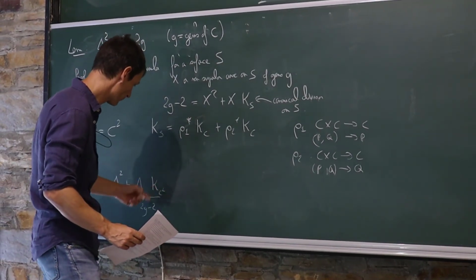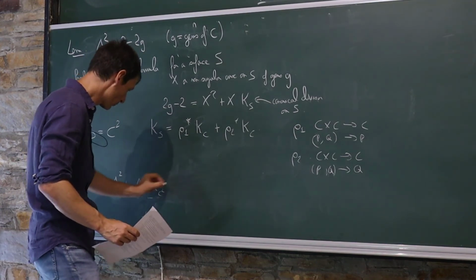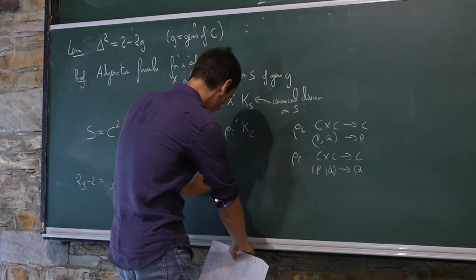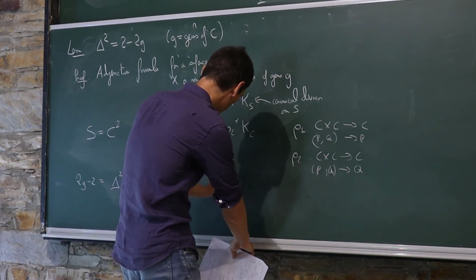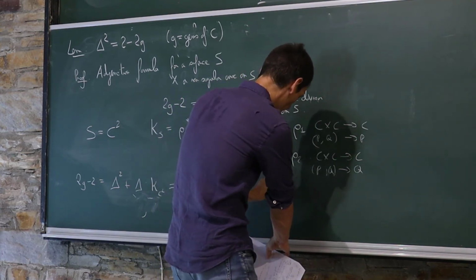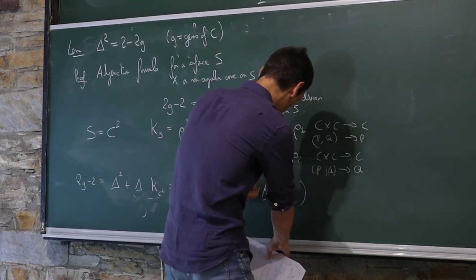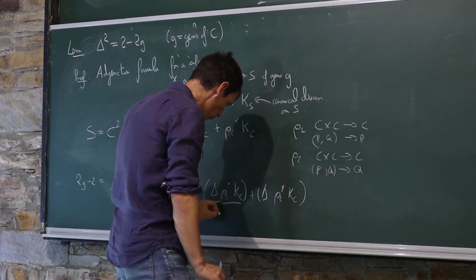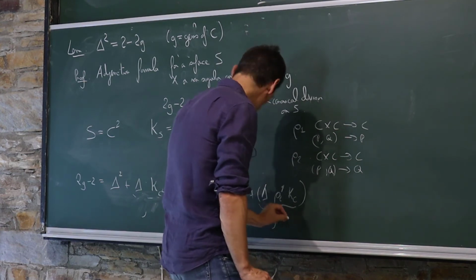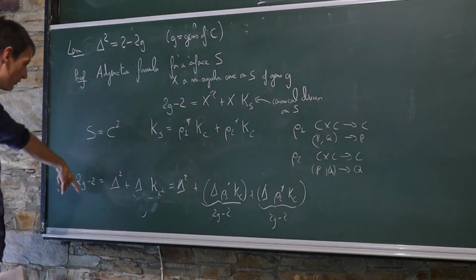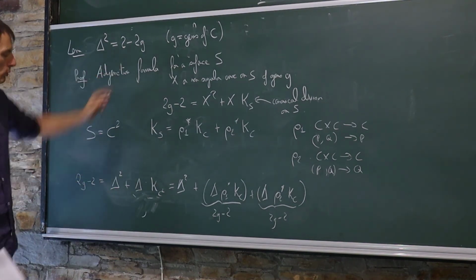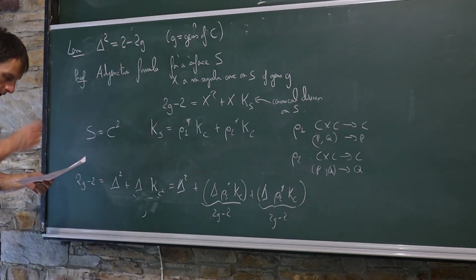Sorry, let me rephrase that. So this is delta square plus delta times P1 star of K_C plus delta times P2 star of K_C. So as I said, this is 2g minus 2, and for the same reason, this is again 2g minus 2. So if you put it the other way, you get indeed the formula that delta square is 2 minus 2g. Okay?